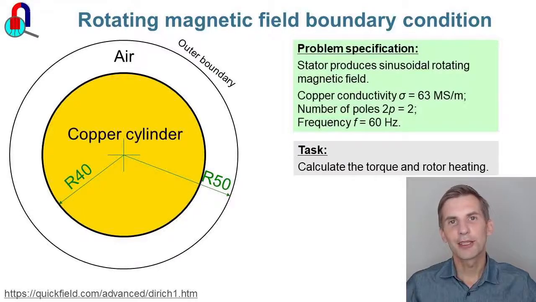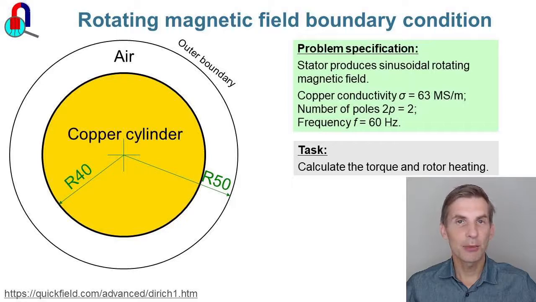A rotating magnetic field. The majority of electrical machines operate with a rotating magnetic field. In fact, it is a running wave, the wave that runs in the air gap circumference. In real motors, the rotating magnetic field is generated by the stator winding.